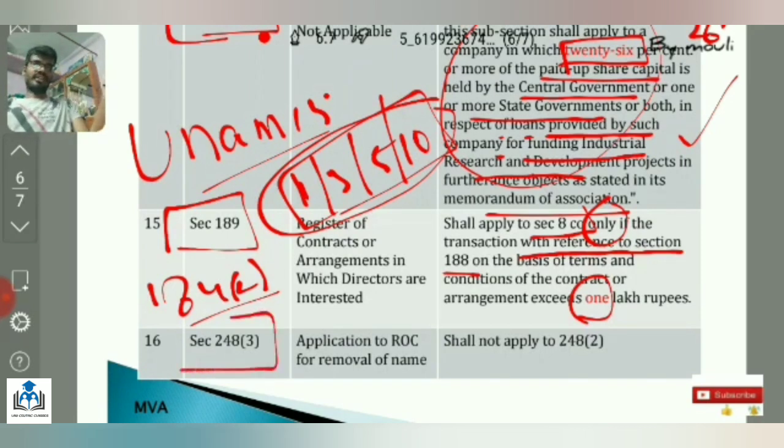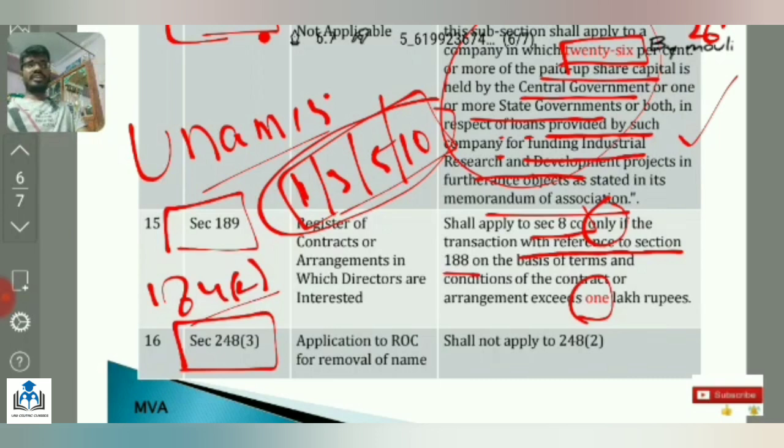Coming to our last point, that is Section 248 sub-section 3. What is 248? Section 248 is related to the removal of the name of the company, right? The Registrar can remove the name of a company if some conditions are satisfied: the business has not commenced in 1 year, or the application has not been filed according to Section 45, or some points of the memorandum of association have not been satisfied, or physical verification has proved that the business has not commenced, right? If those conditions are not satisfied, then the ROC can remove the company name by giving notice. That is Section 248 sub-section 1.